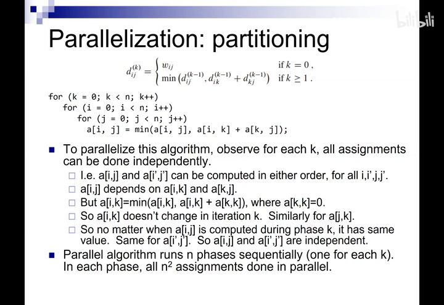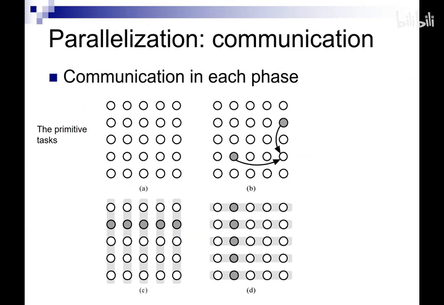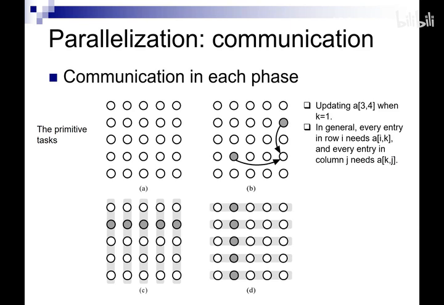Okay, so that is how we partition the problem. Now we've ended up with a bunch of tasks, and we know all their dependencies. So now we're going to figure out the communication between the tasks. To do this, let's do an example. Assume that k equals 1 in this example.